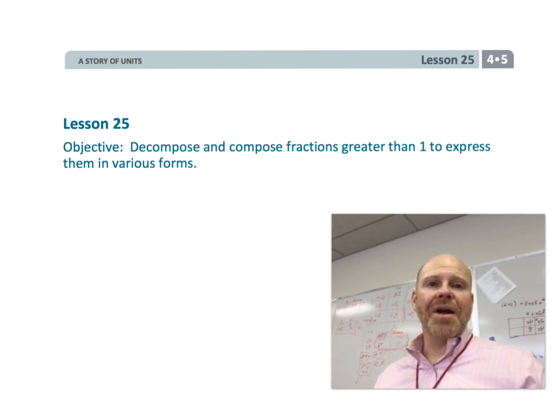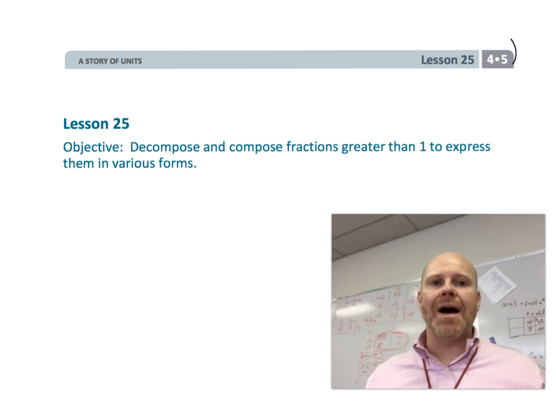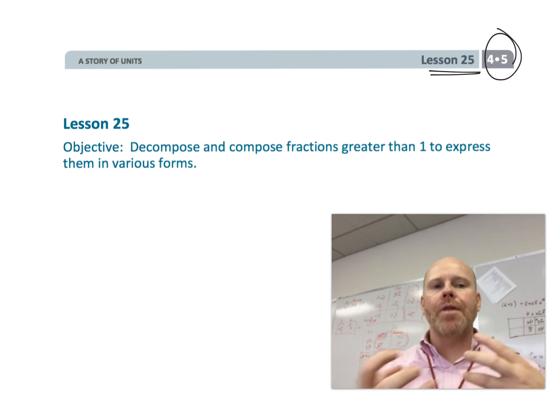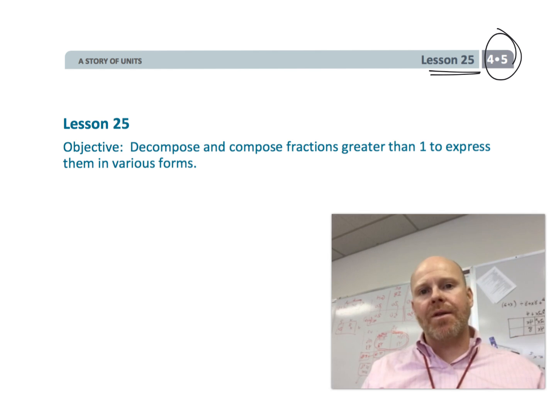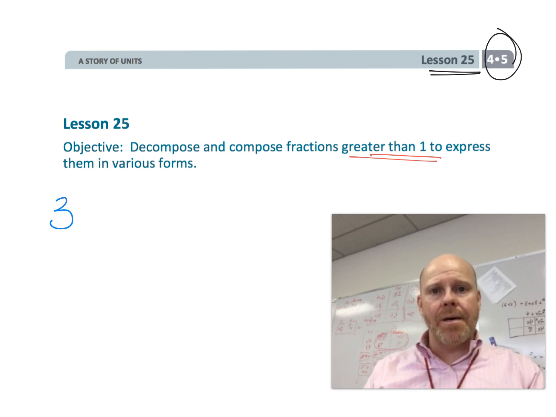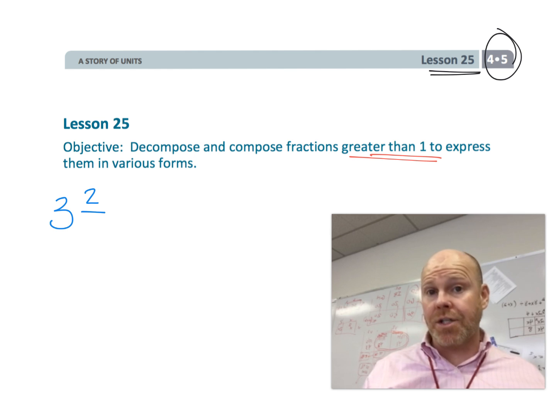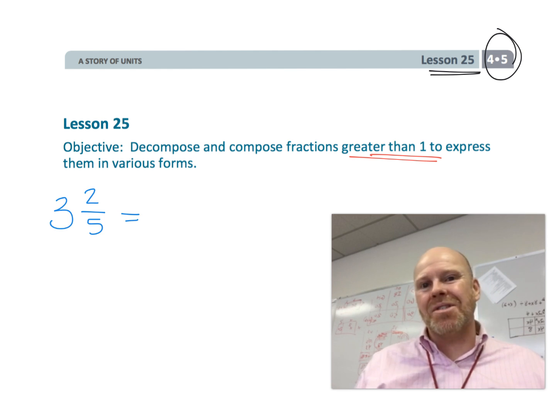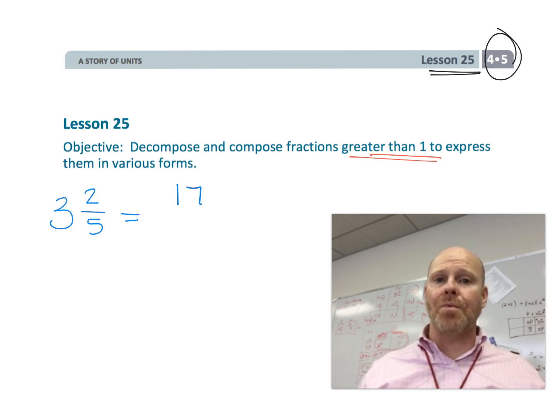All right, this is 4th grade, Module 5, Lesson 25, and in this lesson, students are going to be taking fractions greater than 1, and generally they're going to be mixed numbers. Us old fogies would call them mixed numbers. I guess they're still called mixed numbers in Common Core. Anyway, students are going to be taking these mixed numbers and converting them into fraction form. In the olden days, we used to call them improper fractions. Now we just call them fractions greater than 1.